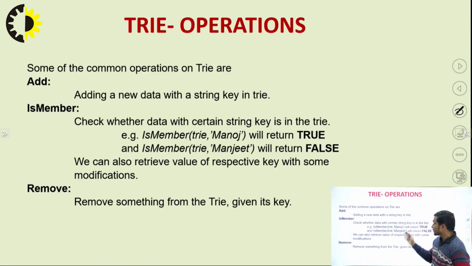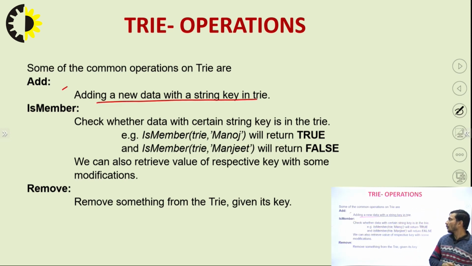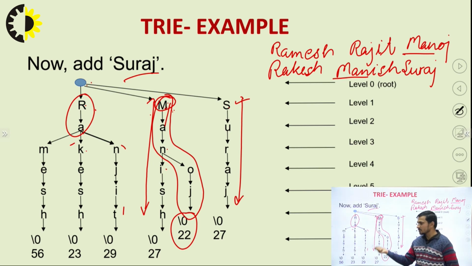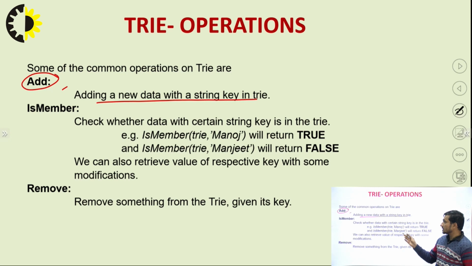So, these are some operations of this trie. The first operation is add. Basically, we are adding new data with a string key in the trie. Whatever we have done here, we are adding new data. Either we are adding Rakesh or Ramesh or Ranjit or Suraj or whatever data, we are just doing this operation. Now, there is another operation, that is member.